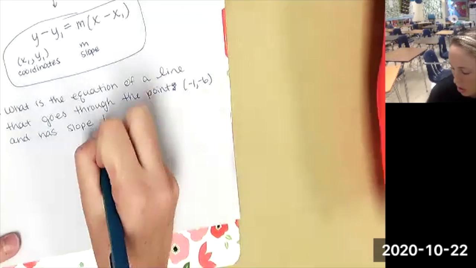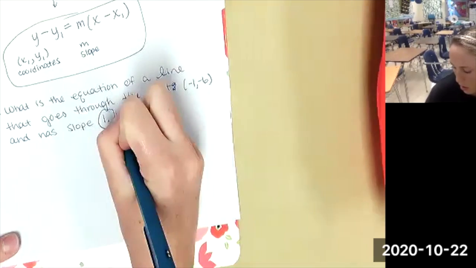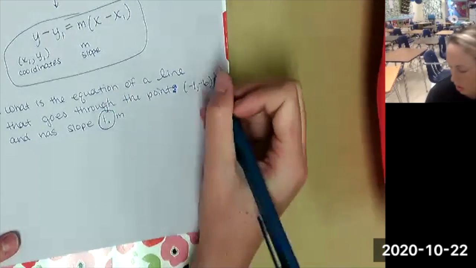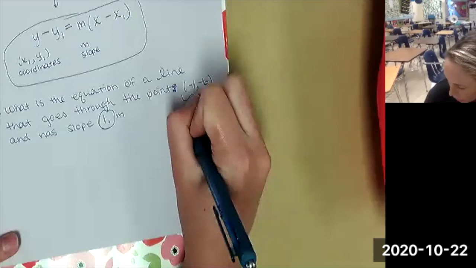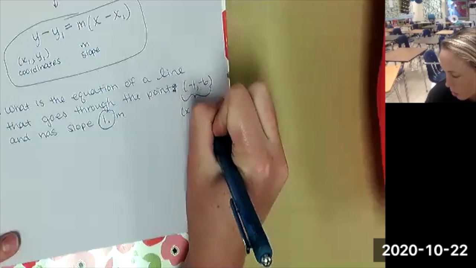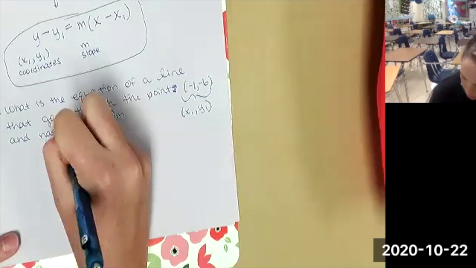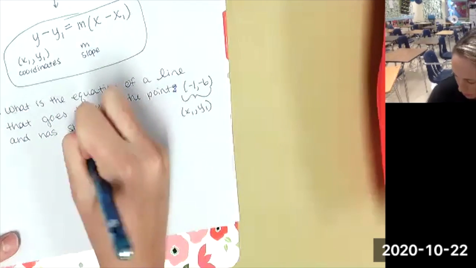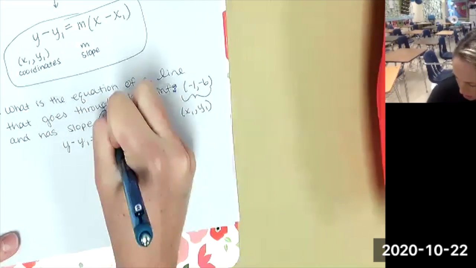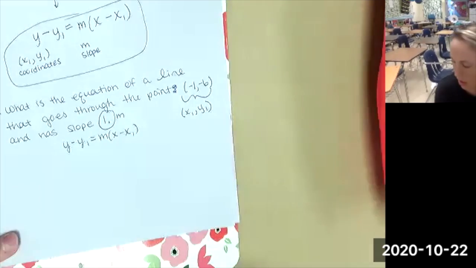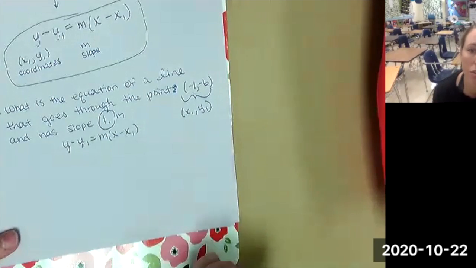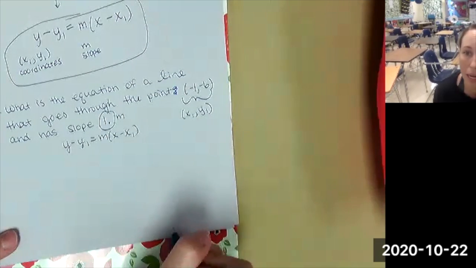So remember, our slope is our m, and our coordinates are our x1, y1. So we can write out our equation. I like to write it out each time. And then we can plug in what we know. So we have the m, we have the x1, we have the y1.